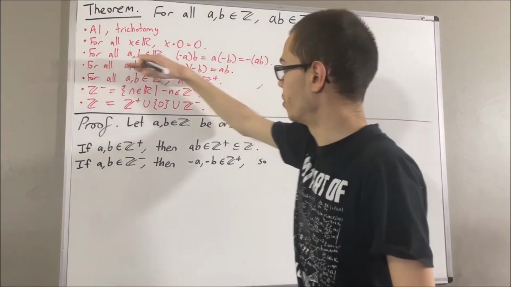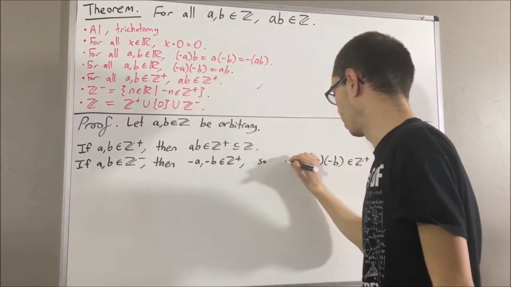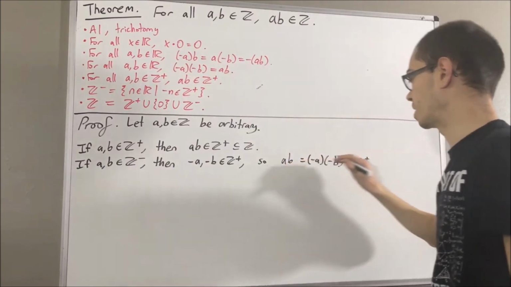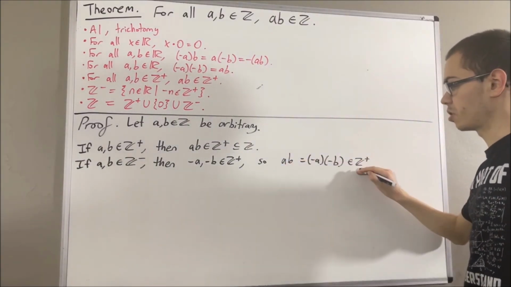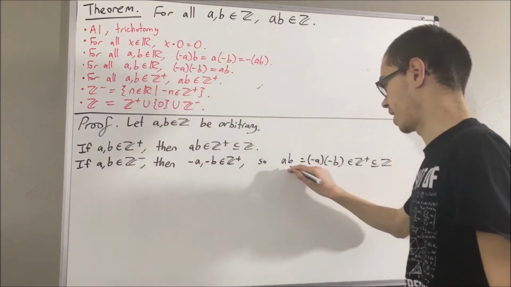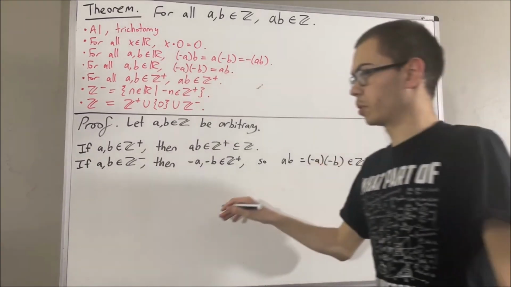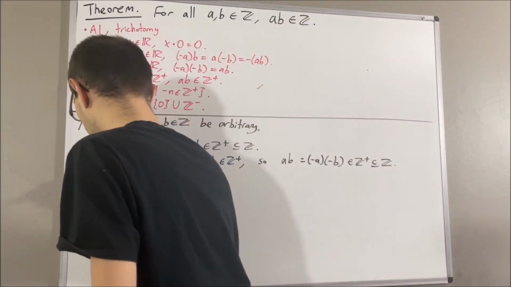But according to this result, negative a times negative b is equal to a times b. So this tells us a times b is a positive integer. And the positive integers is a subset of the integers, so this tells us that a times b is an integer. So we're done. Another possibility is that a is equal to 0.